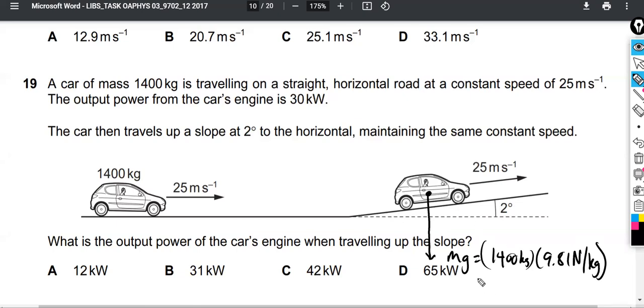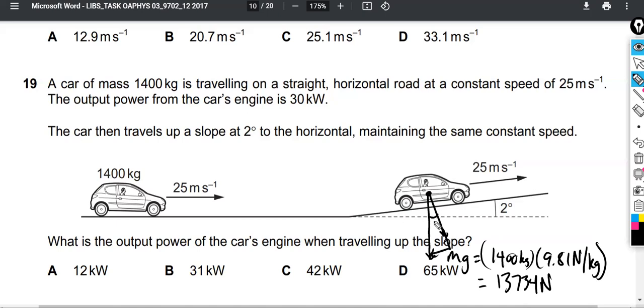I'll do this mentally, and if you need a calculator, that's fine. Let's see, 13,734. Yeah, I think that's right. And so we have a component of the weight that's going this way, into the ramp, and then the component that acts down the ramp. I like to draw it down here, so I have this triangle to work with.